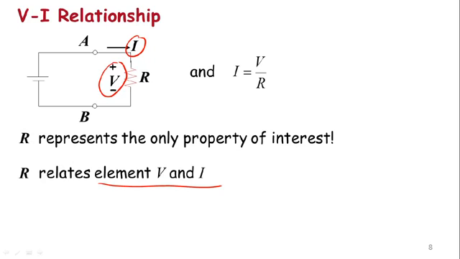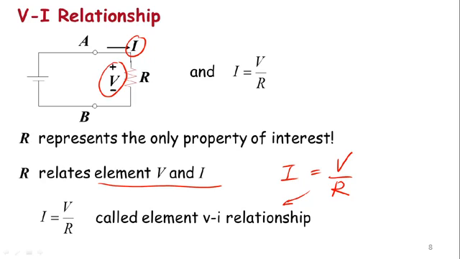R relates the V and I for the element to each other by the expression I is given by V divided by R. So this relation, I equals V divided by R, is called the element VI relationship. For various elements, I'm going to define a VI relationship that's going to capture the voltage and current relationships for each element that you will see in this course.